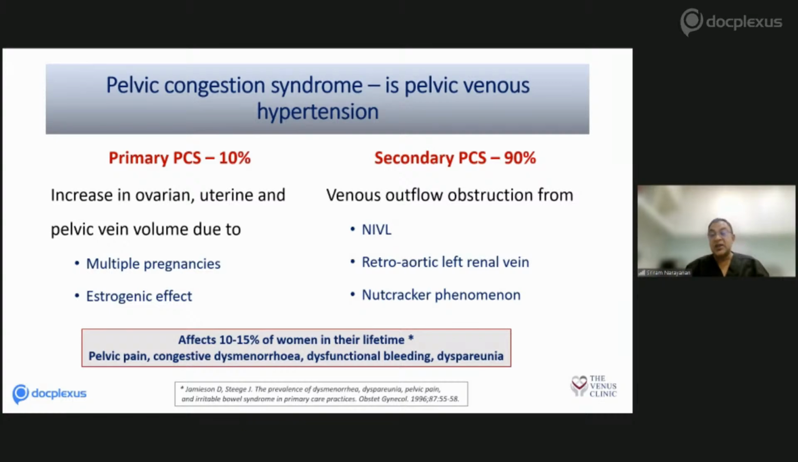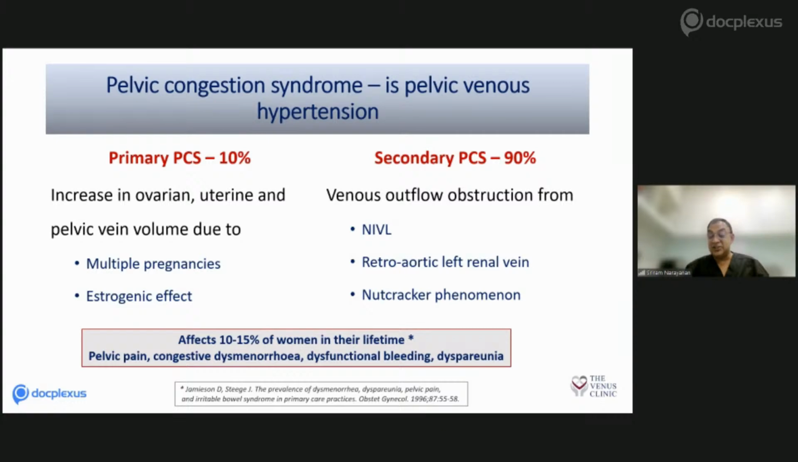But in 90% of people, there is an anatomical compression, either at the level of the iliac vein or in the form of a retroaortic left renal vein or a Nutcracker mechanism that takes place. And about 10 to 15% of women will be affected by this during their lifetime, creating the symptom complex of pelvic pain, congestive dysmenorrhea, which is period pains that really start getting bad just the day before the period and are really bad on the first day of the period and then subside.